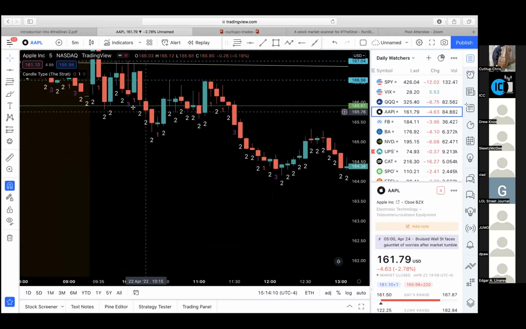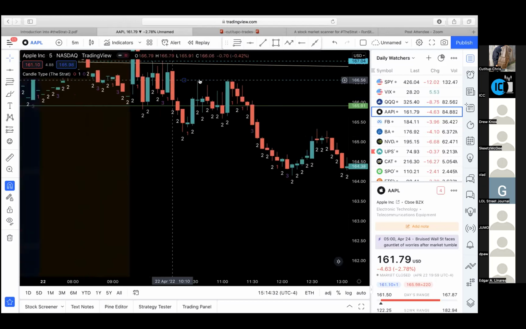If you entered right here, what is this? 165.92. Below that is our entry. Technically, we'll use this bar, so it'd be 165.81, right? We drop down, we come back up, 166.56. It's really, really improbable.